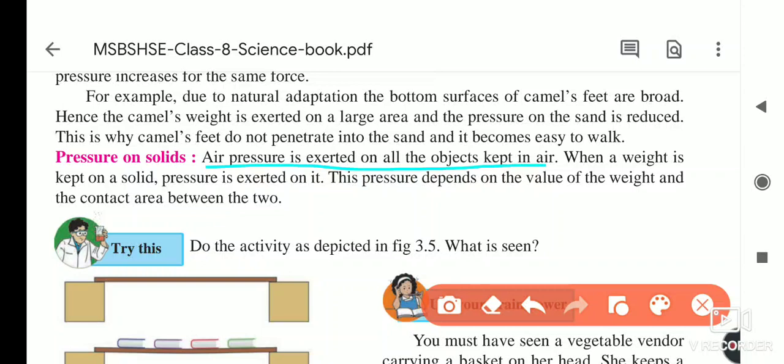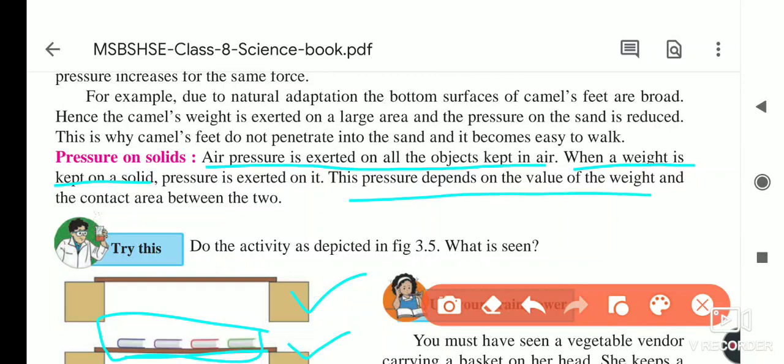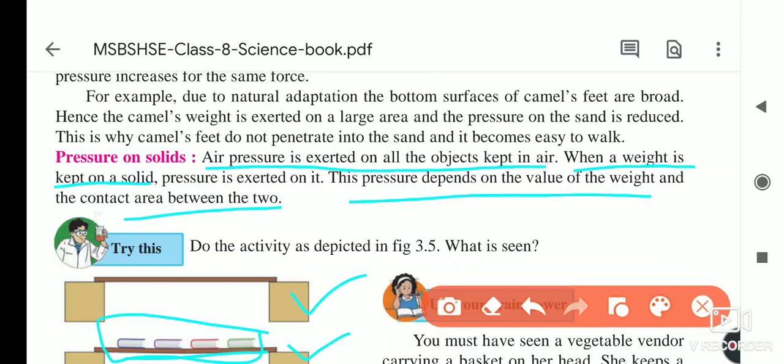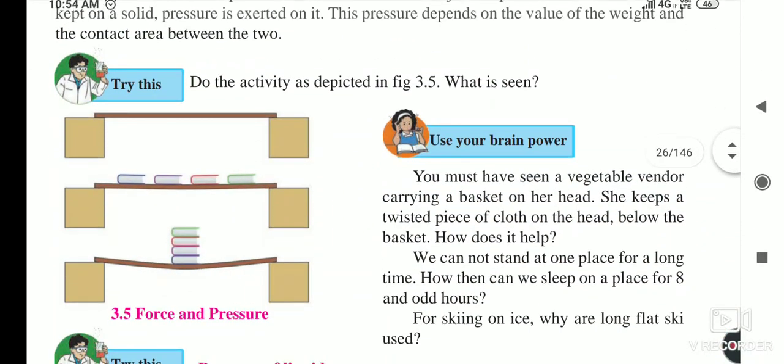When weight is kept on a solid, if you see these pictures below, you will notice that these books are on this plank, and the plank is located on two blocks. So this pressure depends upon the value of weight, how much weight is on it. The pressure depends on the weight and the contact area between them. For that we will see this activity.